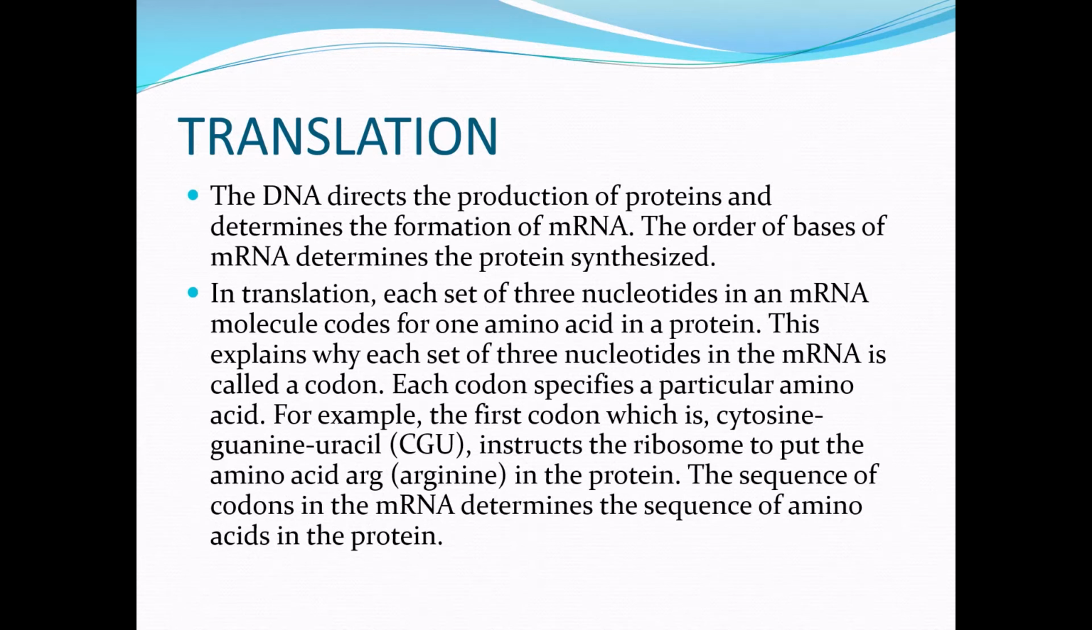In translation, each set of 3 nucleotides in an mRNA molecule codes for 1 amino acid in a protein. This explains why each set of 3 nucleotides in the mRNA is called a codon. Each codon specifies a particular amino acid. For example, the codon arginine-uracil-guanine instructs the ribosome to put the amino acid arginine in the protein. The sequence of the codons in the mRNA determines the sequence of amino acids in the protein.